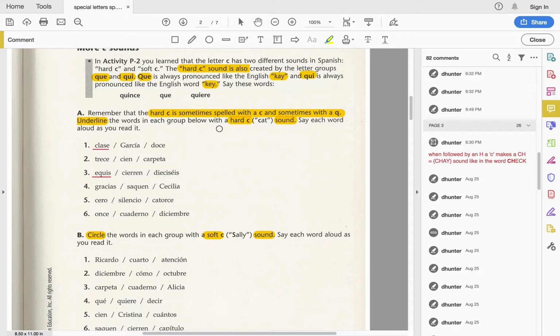Underline the words in each group below with a hard C, as in cat. If it has that k sound, then you know that it's a hard C. I've done number 1 and number 3. Let's go over the pronunciation for those words to see why I did those underlines. We have here clase, Garcia, y doce. Clase is the only word here that should be underlined out of these 3 because Garcia and doce have that S as in Sally sound. They have the soft C. Clase, however, has the hard C. So we keep that underlined.